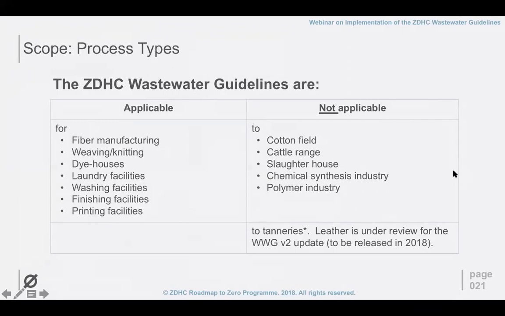And just to go back and remind people, the guidelines are applicable to manufacturing of fibers, the weaving and knitting, dye houses, laundries, garment washing, printing and finishing facilities. They're not applicable to the water running off of a field of cotton or where cattle are out in the field. It's not applicable to slaughterhouses. Chemical synthesis, these limits are not appropriate for where the chemicals are actually synthesized or where polymers are made. And then the tanneries, right now it's not necessarily applicable to tanneries, but that will be released later this year in an update. Next slide.